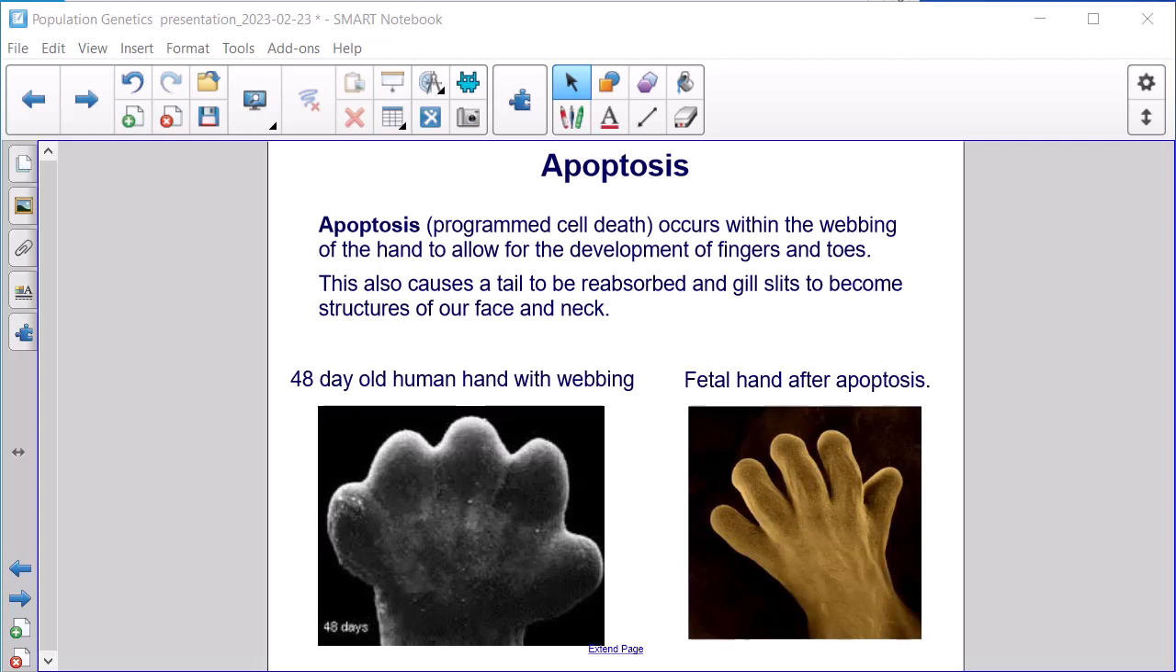On the left, a 48-day-old human hand that has the webbing, and on the right, the fetal hand after apoptosis, which removes some of that webbing to allow for the development of the fingers.